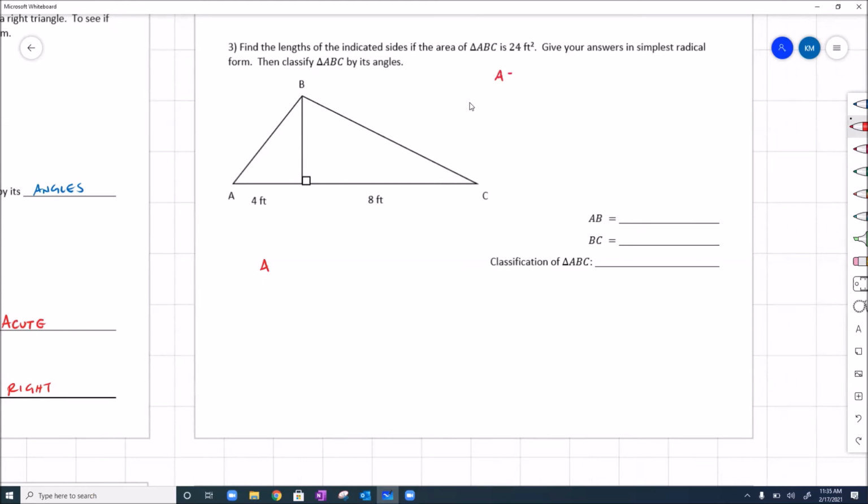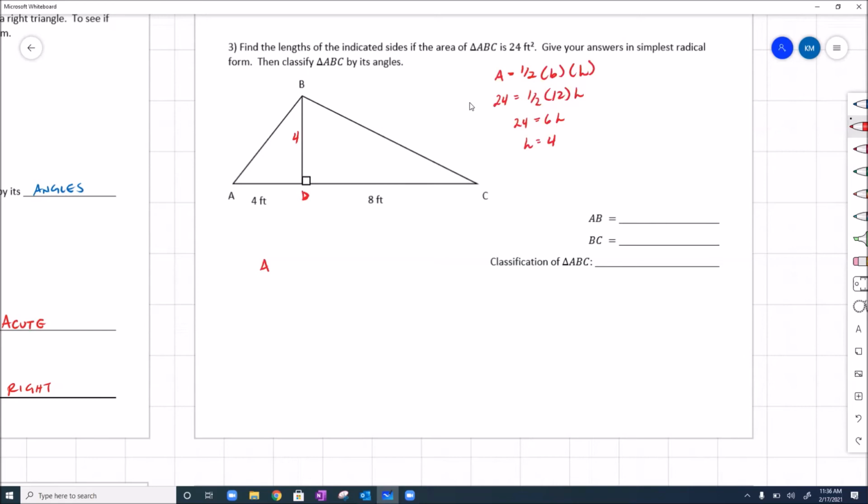Area equals 1/2 base times height. Here we're given that our base for this triangle is 12, because 4 plus 8 is 12. We know the area, because they told us, is 24, so we can find the height. 1/2 times 12 is 6, so 6h equals 24. That must mean that h is 4. So our height here is BD. I'll just call this point D. So the height's 4.